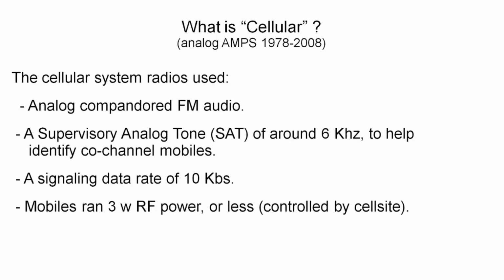The cellular system radios used analog compandered FM audio. There was a supervisory audio tone, or SAT, of about 6 kilohertz to help identify co-channel mobiles, and it acted sort of like the tone-coded squelch. There was a signaling data rate of 10 kilobits, and the mobiles ran 3 watts of RF power or less because power level was controlled by the cell sites.